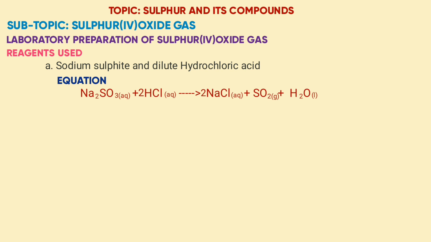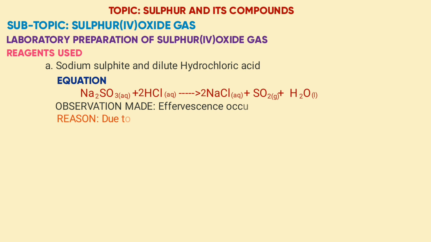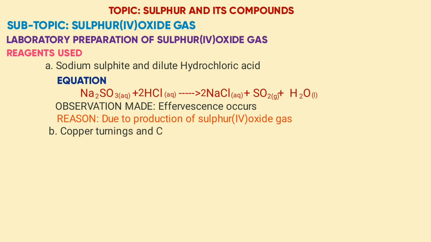Now the observation made during the reaction here is effervescence occurs. Reason: due to production of sulfur 4 oxide gas. Reagent number 2 used to prepare sulfur 4 oxide is copper turnings and concentrated sulfuric 6 acid.